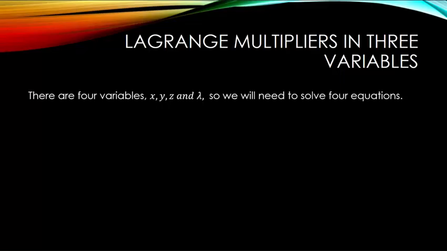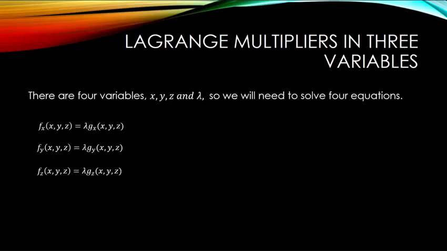There are four unknowns when I'm working with Lagrange multipliers in three variables. I have x, y, z, and lambda. In order to find four unknowns, I need to be able to solve four equations. So I'm going to have to look at f_x at x, y, z, which has to be equal to lambda times g_x of x, y, z. f_y will be equal to lambda times g_y. f_z will be equal to lambda times g_z, and g of x, y, z has to be equal to 0. So I want to use these four equations to set up and solve an example.